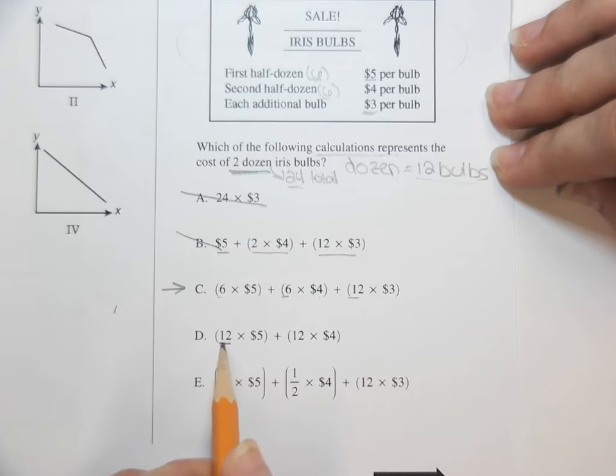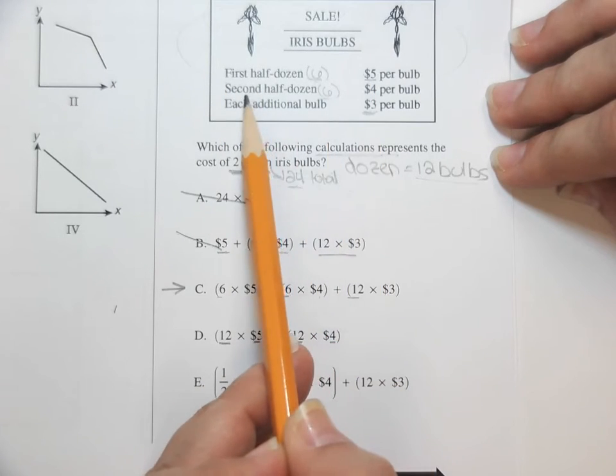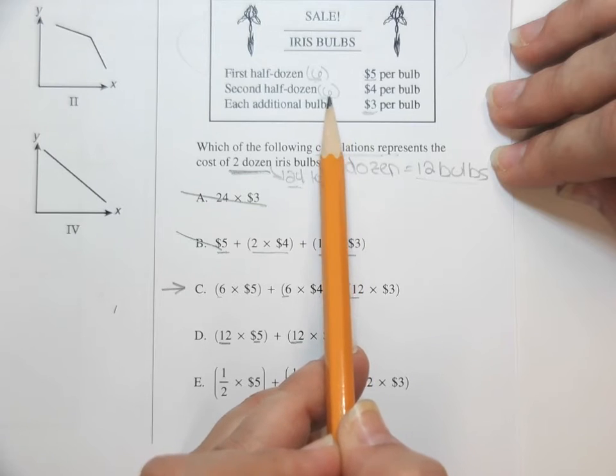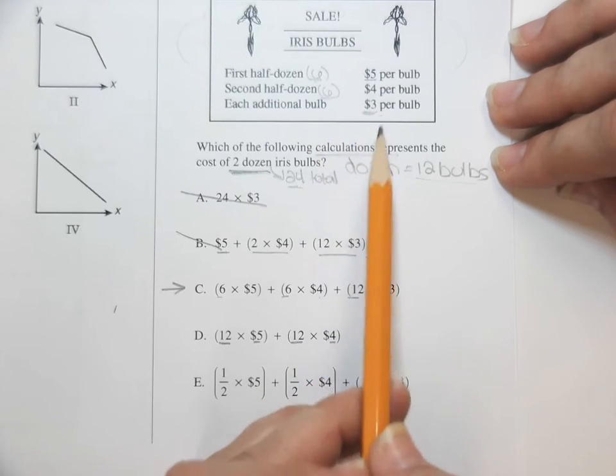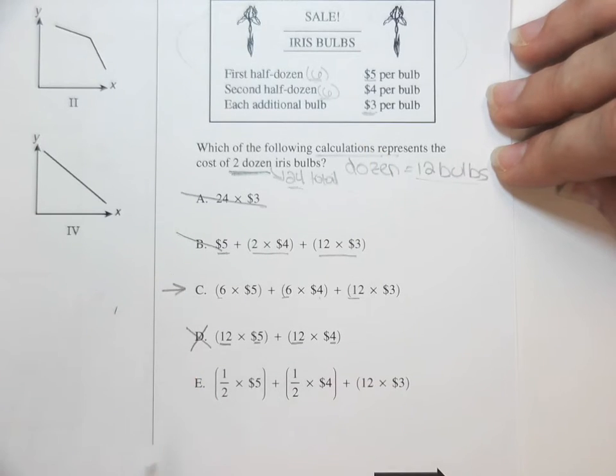This one says 12 cost 5 and 12 cost 4. Well, we know that's not true because it said the first half dozen cost 5, the second 6 cost 4, and then the next dozen, or the next 12 that we're buying, are going to cost 3. So it can't be that one.